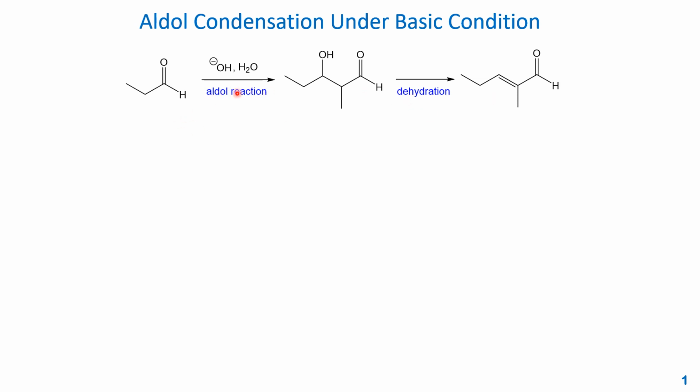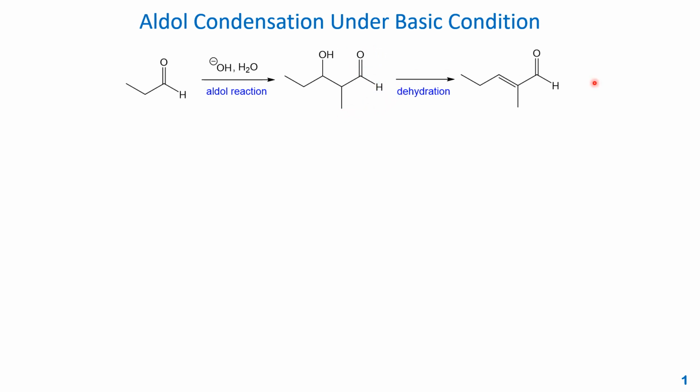The first step, aldol reaction, is the self-condensation of an aldehyde or ketone under basic or acidic condition. This example shows basic condition. I will show the acidic condition mechanism. The intermediate here is called aldol product. So why is it called aldol? Aldehyde plus alcohol is called aldol. Of course, if this is a ketone, it's also called aldol product.